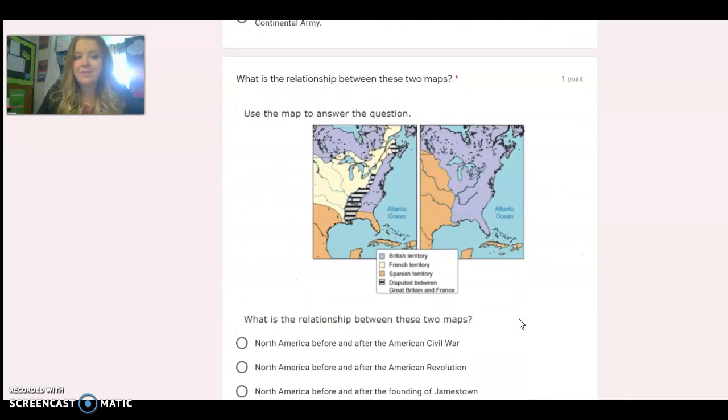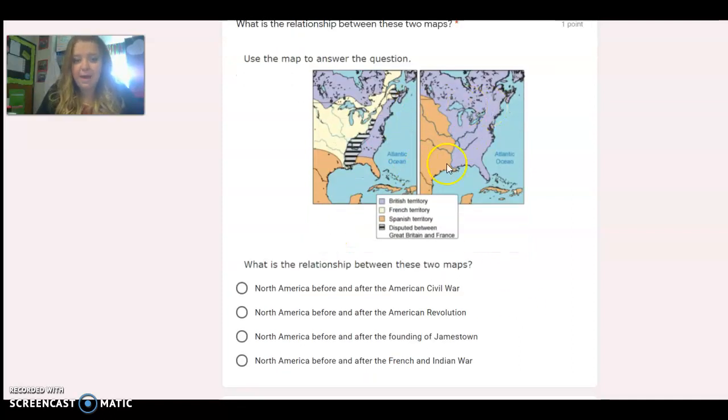Number 2. What is the relationship between these two maps? Here's your maps. Is it A, North America before and after the Civil War? B, North America before and after the American Revolution? C, North America before and after the founding of Jamestown? Or D, North America before and after the French and Indian War?